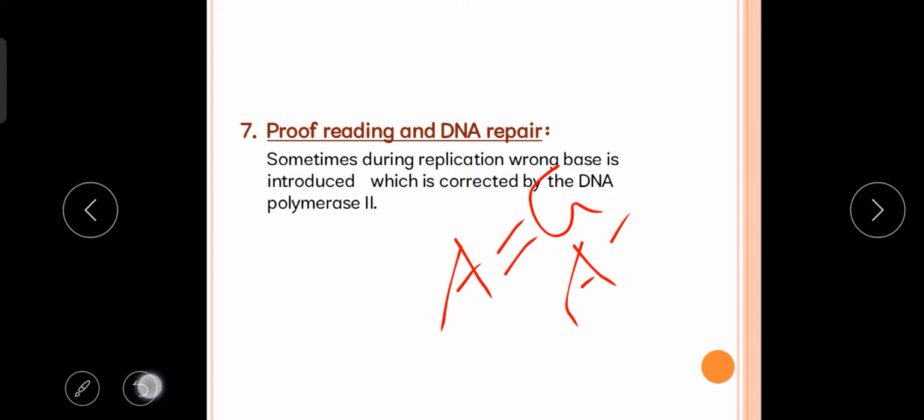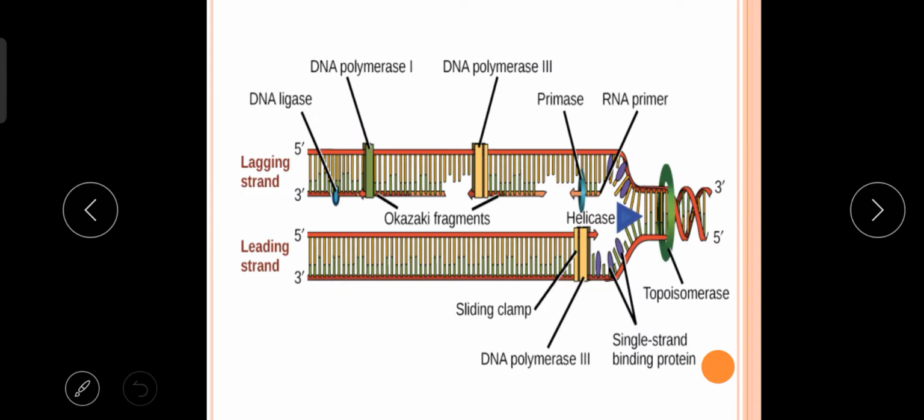Remember this: DNA polymerase 1 removes the RNA primer. DNA polymerase 2 serves as the repairing process which can remove the wrong base pair, and DNA polymerase 3 is the main enzyme in prokaryotes which polymerizes the new DNA strand. Okay, now let's move to the next one.